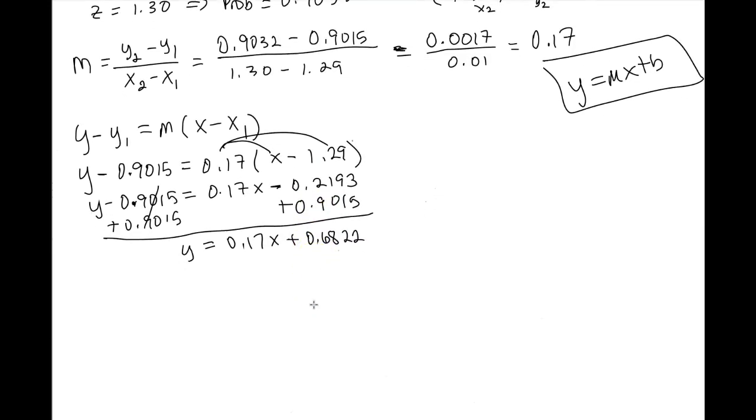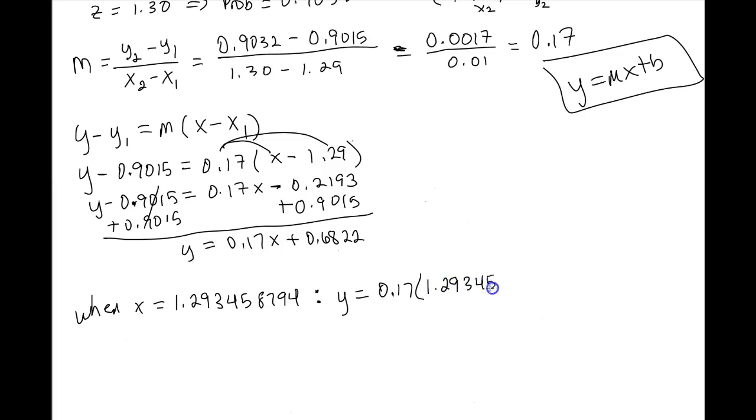So now at this point, I'm saying when x is equal to, and I'm going to put the exact value here, 1.293458794, okay? And so again, this is the actual z-score that we need to find the actual probability, which is going to be this y value here, okay? So when we know x is this, we're just going to plug in this number into our equation of a line here.